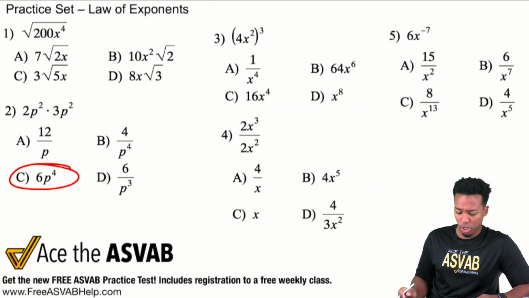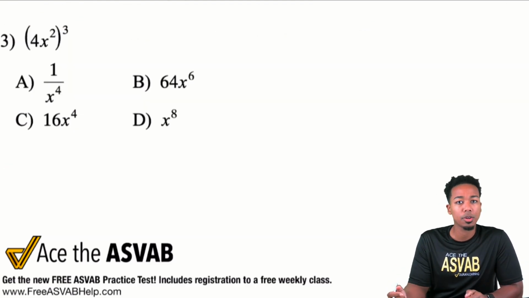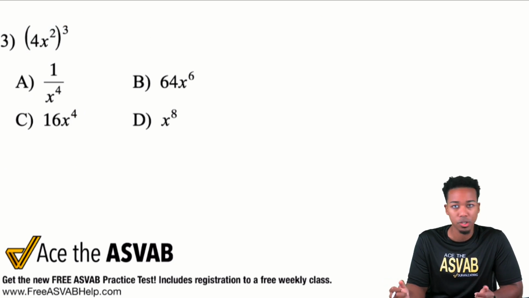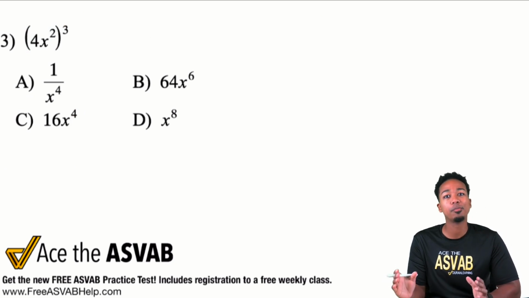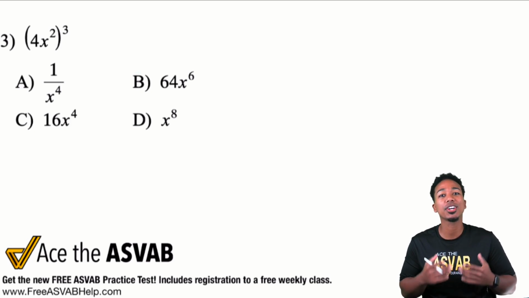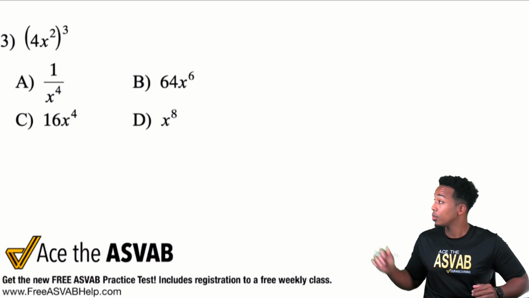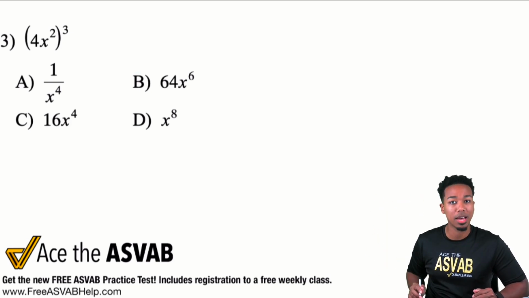Now, let's go ahead and check out number 3. So number 3, this is where we're dealing with powers to powers. This might be a little confusing to some, but here's the idea. When you have a power to a power, you're going to multiply the exponents. That's the rule. When you have a power to a power, you multiply those exponents.